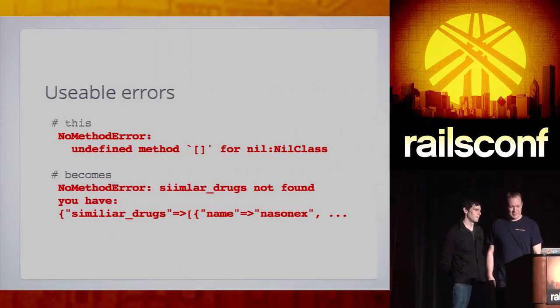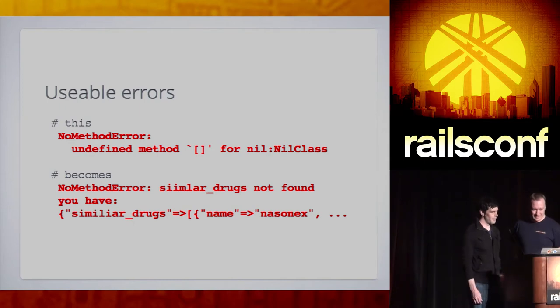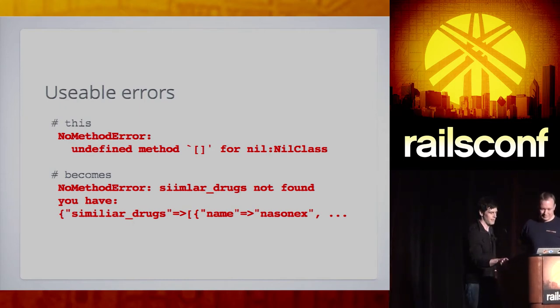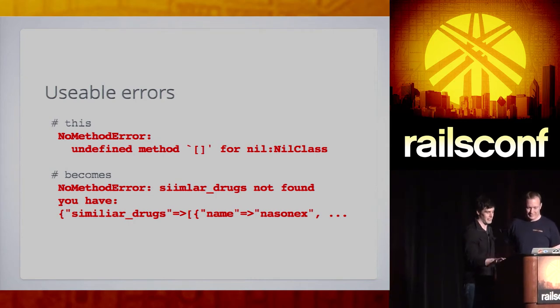So your error messages become usable. Yep. What was once "undefined method square brace for nil class" is now "NoMethodError, similar drugs not found." And it's showing us what we actually had. So now we can see exactly where the mistake was.